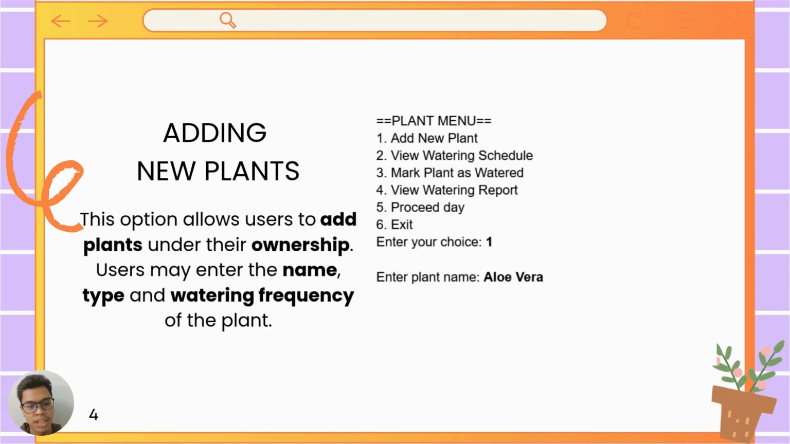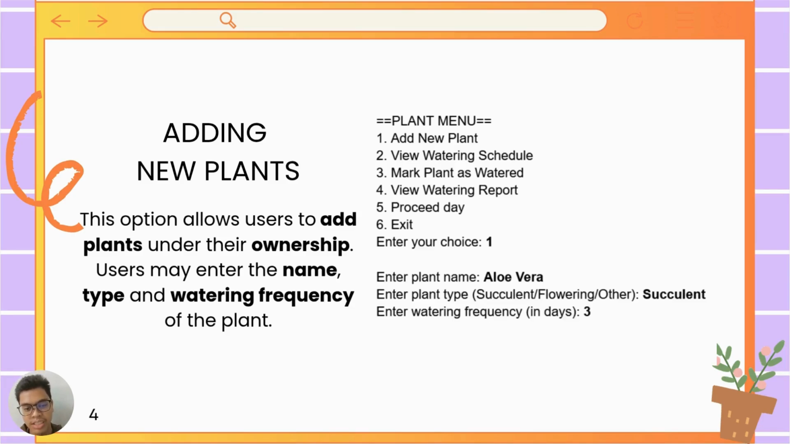Choice one, plant name is aloe vera. You can select the type of the plant, succulent, and how often the plant needs to be watered: every one, two, three days. You can decide. Okay, moving on to the second option.